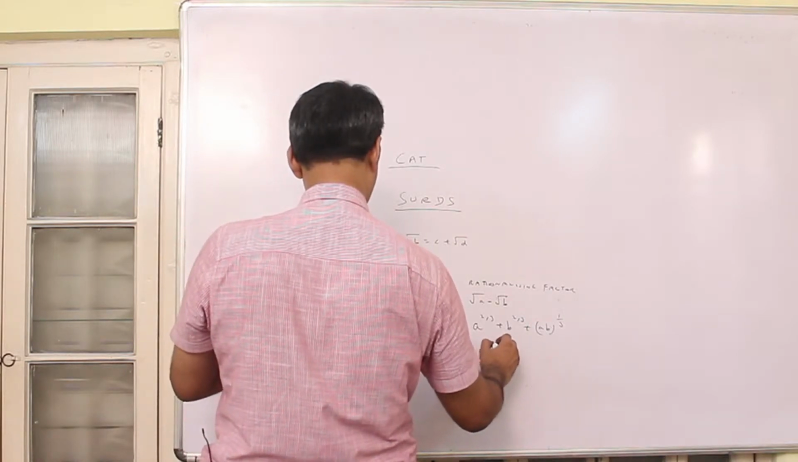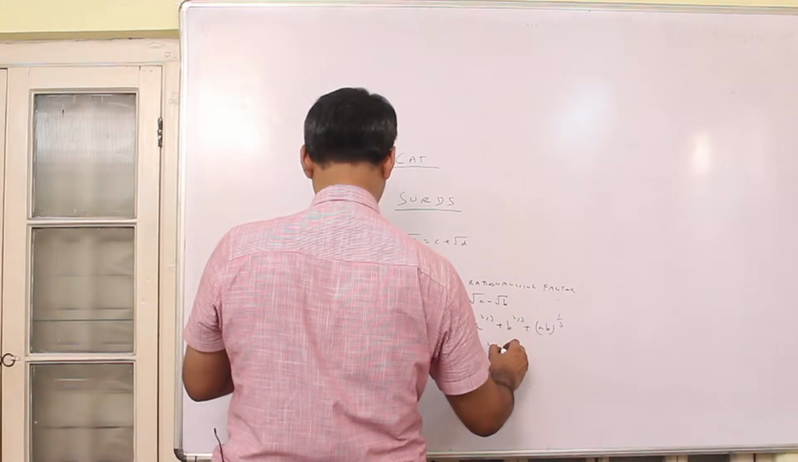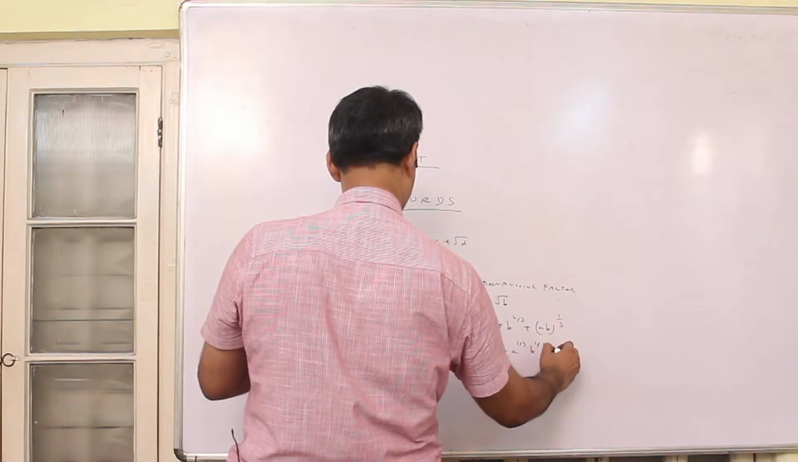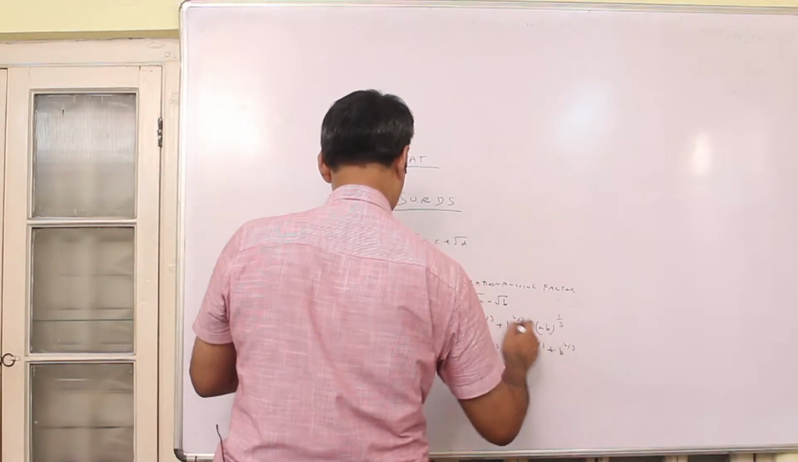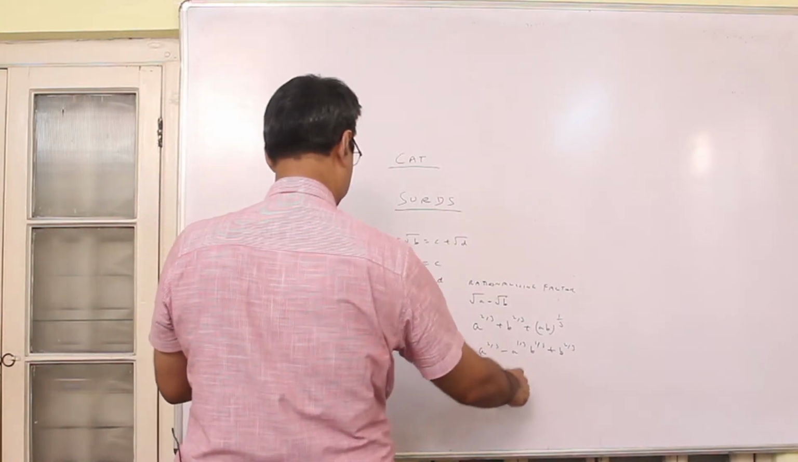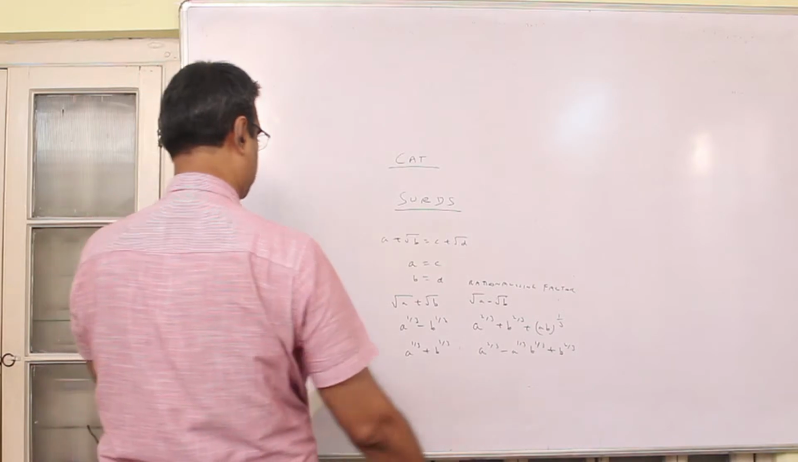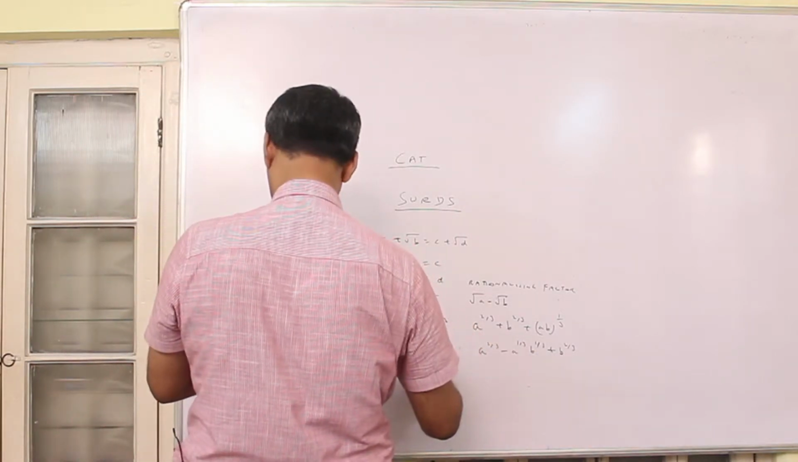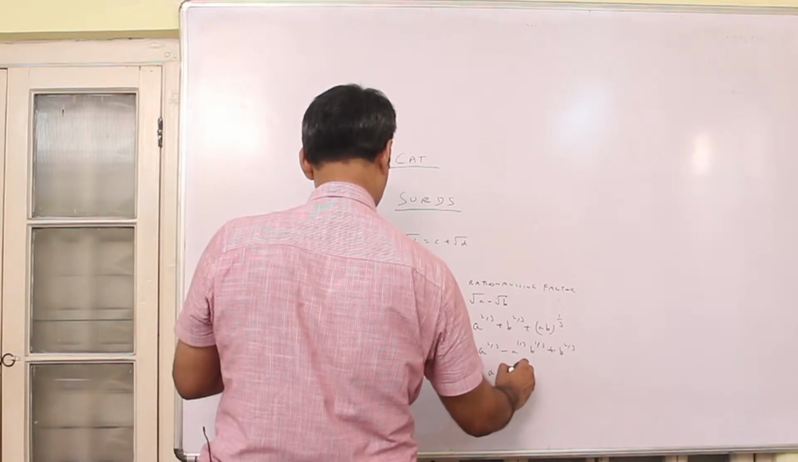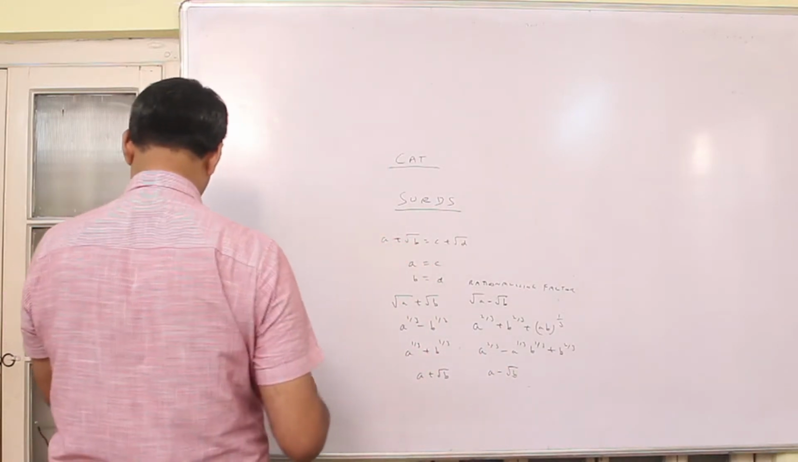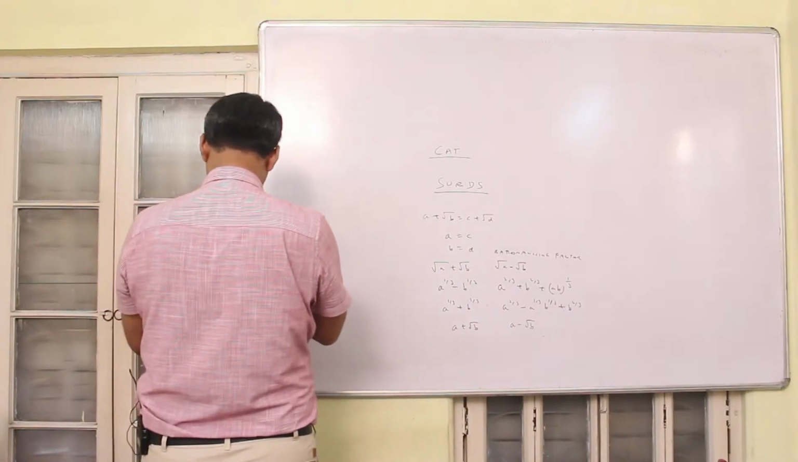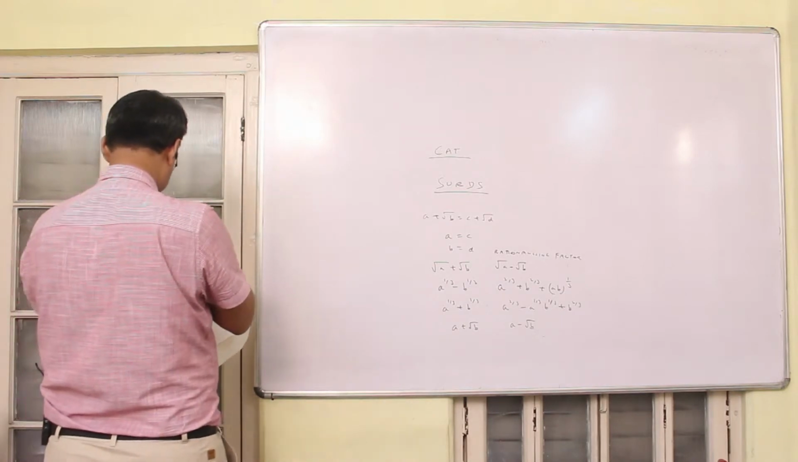Suppose you have a to the power 1/3 plus b to the power 1/3, then the rationalizing factor will be this: a to the power 2/3 minus a to the power 1/3 b to the power 1/3 plus b to the power 2/3. Suppose you have a plus root b, then the rationalizing factor will be a minus root b. So this is how we can rationalize a surd.